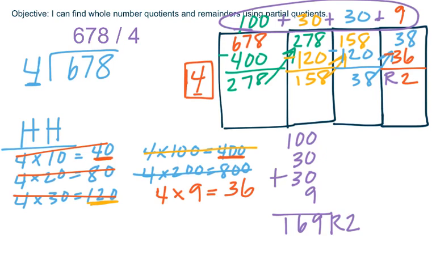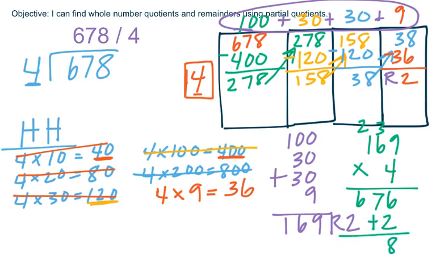Now, if I want to check this, I'm going to take that quotient, so 169, times my divisor, the number that I divided by, and 9 times 4 is 36. 4 times 6 is 24. 24 plus 3 is 27. When I add that 3 on, carry my 2. 4 times 1 is 4. Plus 2 is 6. So I got 676, but I can't forget my remainder. I've got to add that on, so remainder of 2, and I end up with 678, which matches again that original dividend, which tells me I've done my problem correctly.